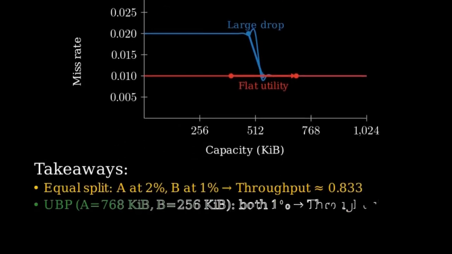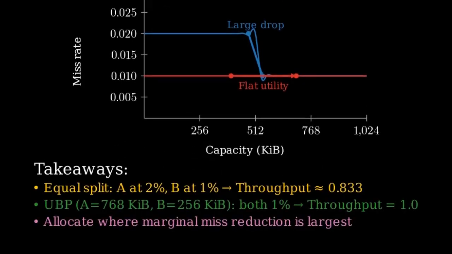To summarize, the equal split leaves application A above its knee and wastes potential performance. Utility-based partitioning shifts cache to the application that gets the biggest miss reduction, reducing total stall time and improving overall throughput by around 20% in our numbers. This is the power of utility-based partitioning. Allocate where the marginal gain is highest.